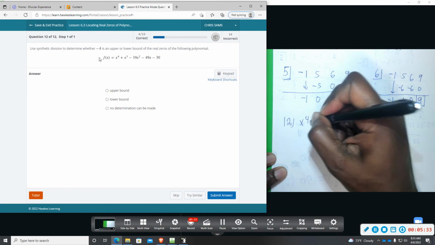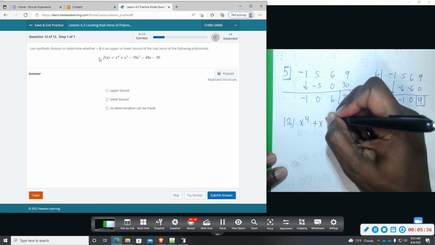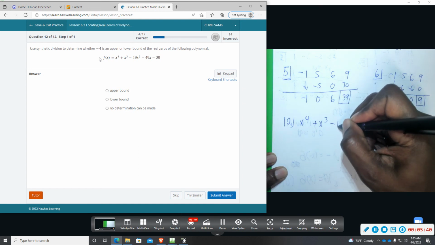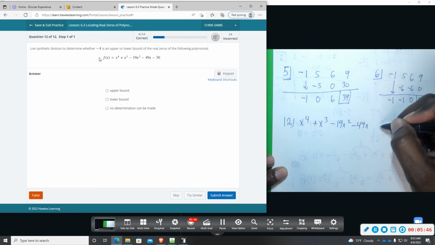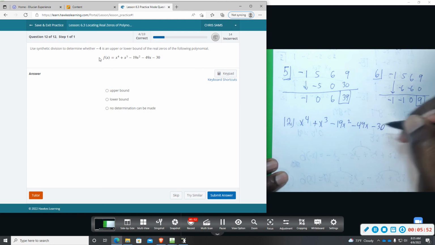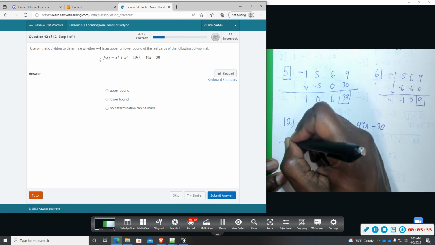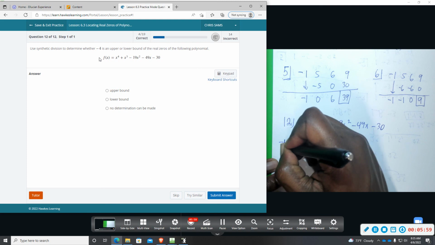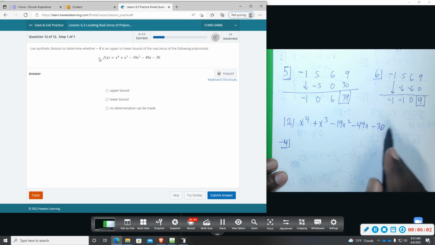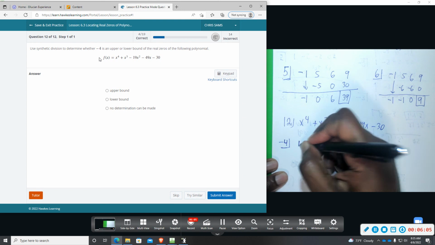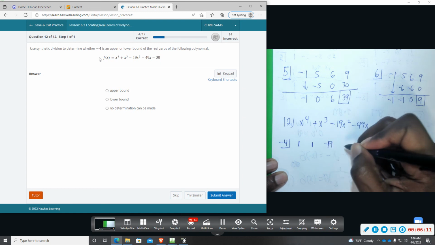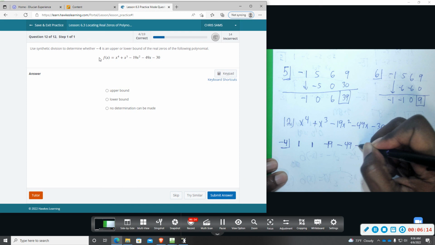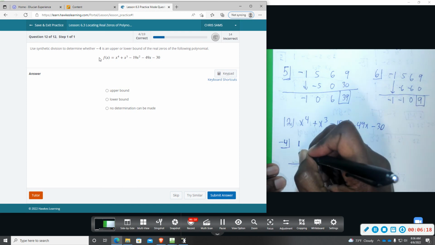So we have x to the 4th plus x to the 3rd minus 19x squared minus 49x minus 30. And we're going to use -4 as our little box number. Now we have 4, 3, 2, 1, 0, so we have all our terms. So leading coefficient is 1, 1, -19, -49, and then -30. All right, so bring the first number straight down.